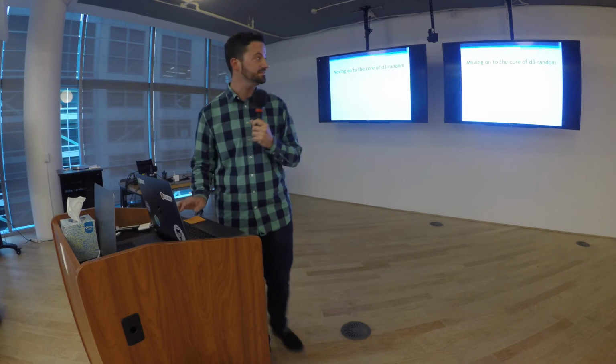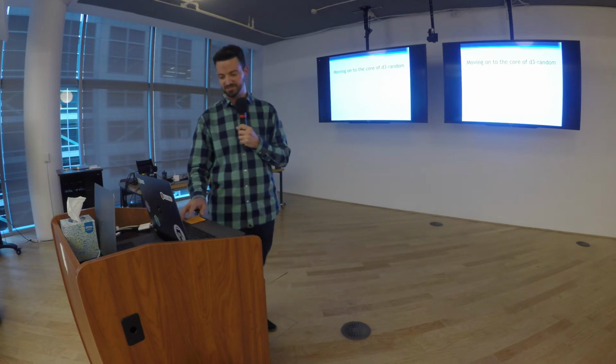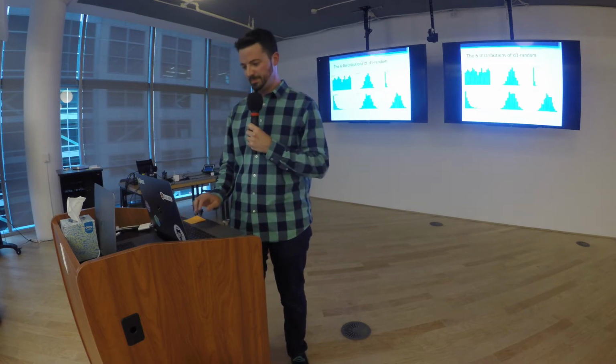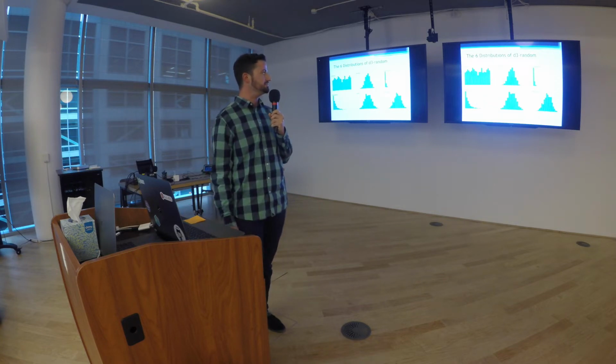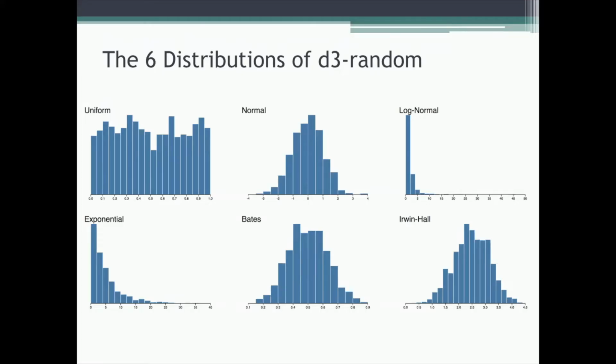So now let's get on to the core of d3-random itself. These are the 6 main distributions that are currently in the d3-random module. The main thing I wanted to demonstrate with this slide is the general shape of what these different distributions have. You can see the uniform is kind of flat. The normal, Bates and Irwin-Hall have this nice curve to them. The log-normal and exponential have this quick slope.